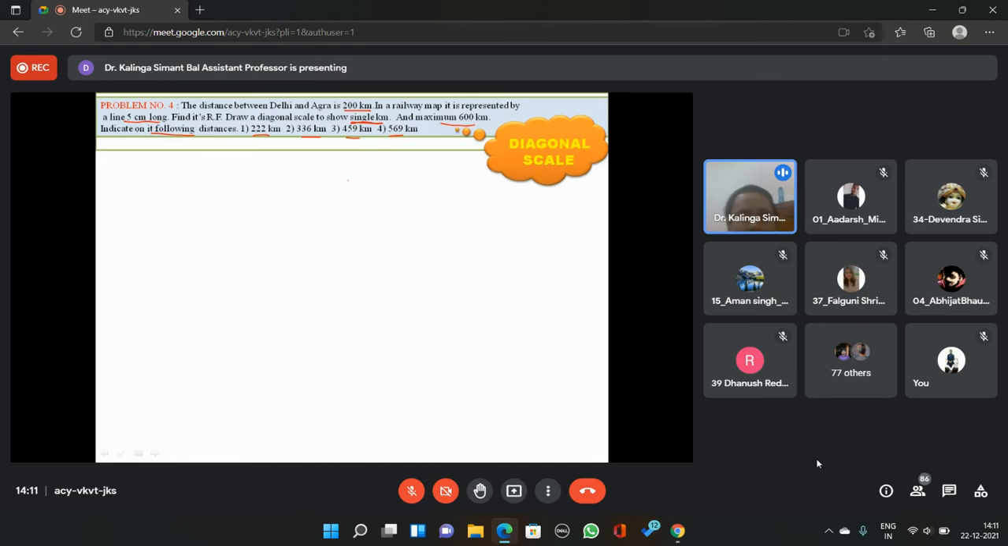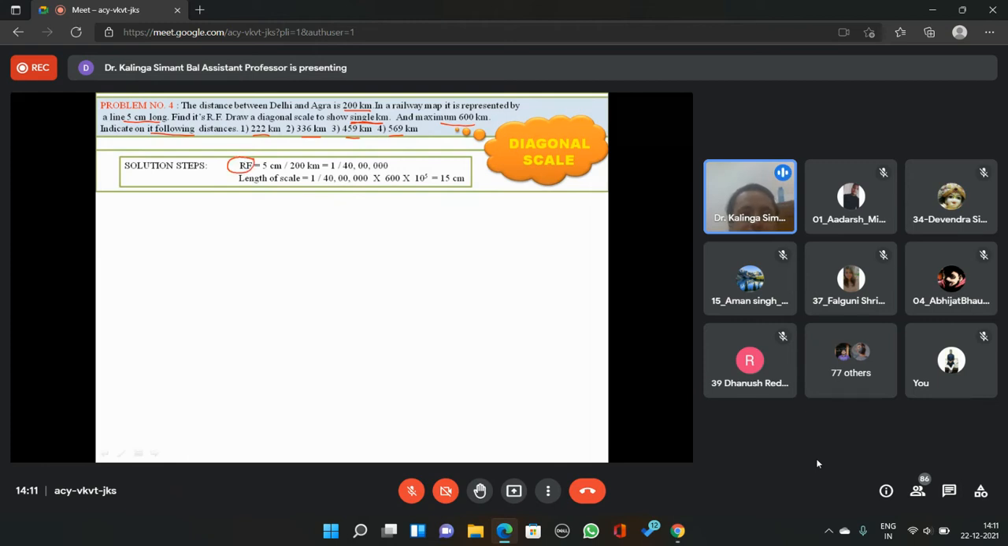Using the concept of diagonal lines, first we have to find the representative fraction. The representative fraction is the ratio of the diagram dimension to the dimension of the original object that we want to make. The distance between Delhi and Agra is the actual distance, 200 kilometers, the denominator, and we represent it in a 5 cm long line. So this is 5 cm by 200 km. Converting kilometers into centimeters, it becomes 1 by 40,00,000, that is 40 lakhs. So we have to represent by this magnitude.